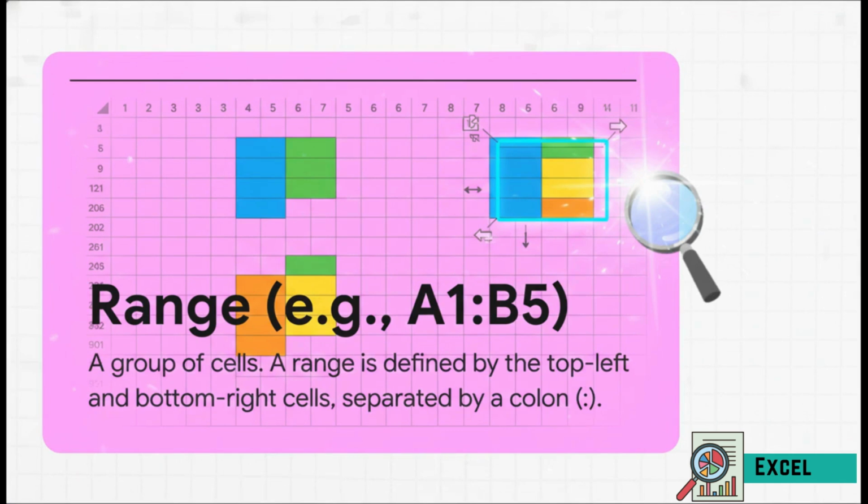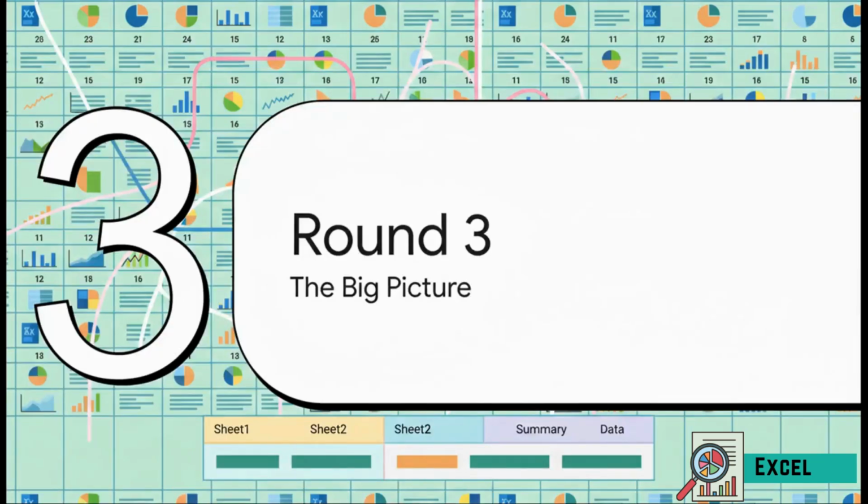That's right. Anytime you select a block of cells, doesn't matter if it's 2 cells or 2,000, that selection is called a range. And you'll often see it written with the top left cell, a colon, and then the bottom right cell. So something like A1 to B5 means everything from A1 to B5. Fantastic, you guys are flying through this.